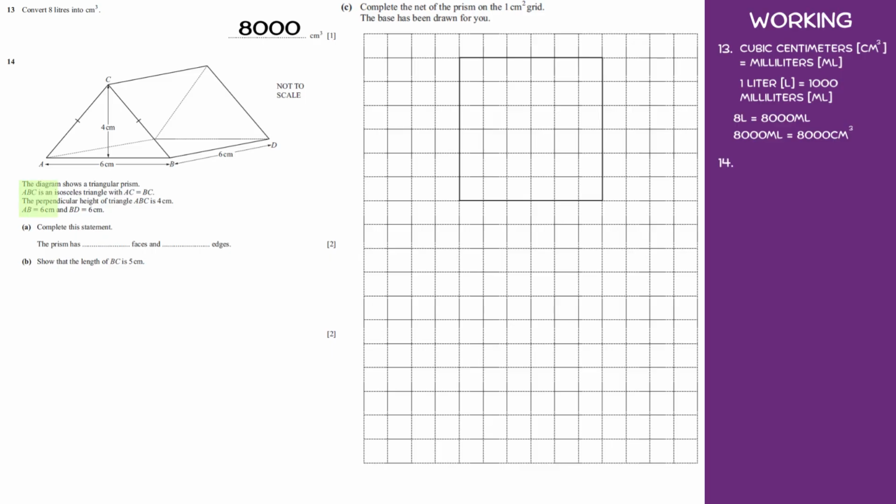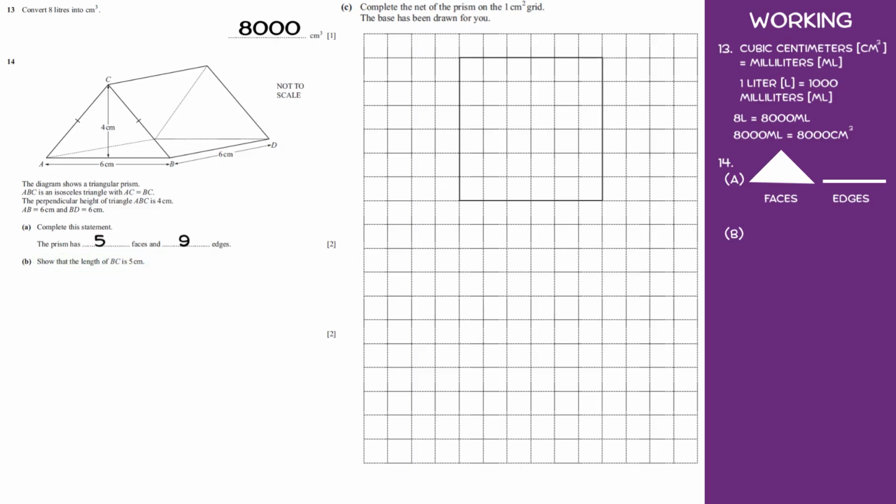Question 14 shows a triangular prism and asks us to answer the following questions. For part A, we are asked to fill in the gaps about the properties of the prism, such as its faces and its edges. These properties are easy to count and see, giving an answer of 5 faces and 9 edges. For part B, we must show that the length of BC is 5 centimeters.